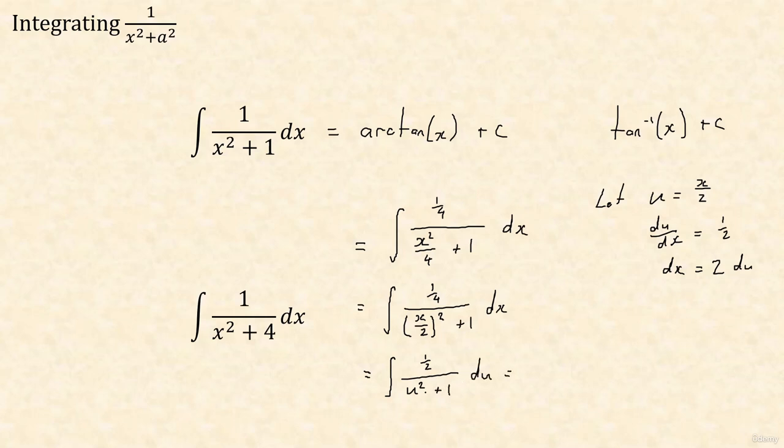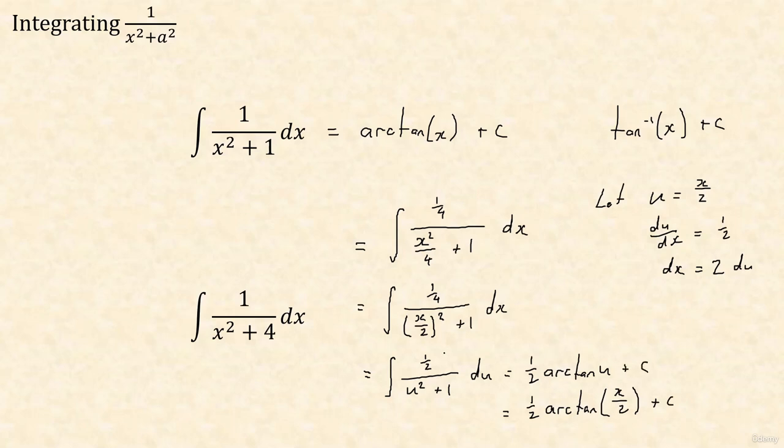Well, if it was 1 over u squared plus 1, it would be arctan u, but the half in front means it's half arctan u. And subbing x back in, I simply get half of arctan x over 2, and, of course, plus c.